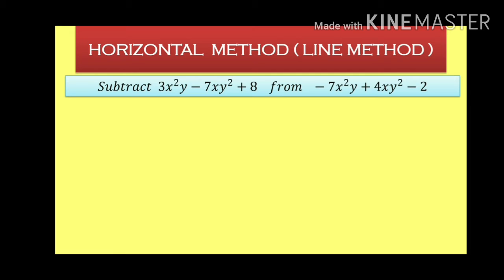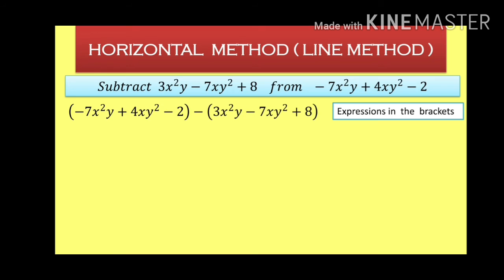Now another question. This question may create problems for some. It is like: subtract 3x square y minus 7xy squared plus 8 from minus 7x square y plus 4xy squared minus 2. Here whenever the question is like subtract something from whatever is given, the one given after 'from' will come first. So what is given after 'from' will come first, and what is given first, to be subtracted, will come in the second part. So here the same thing, expression in the brackets.